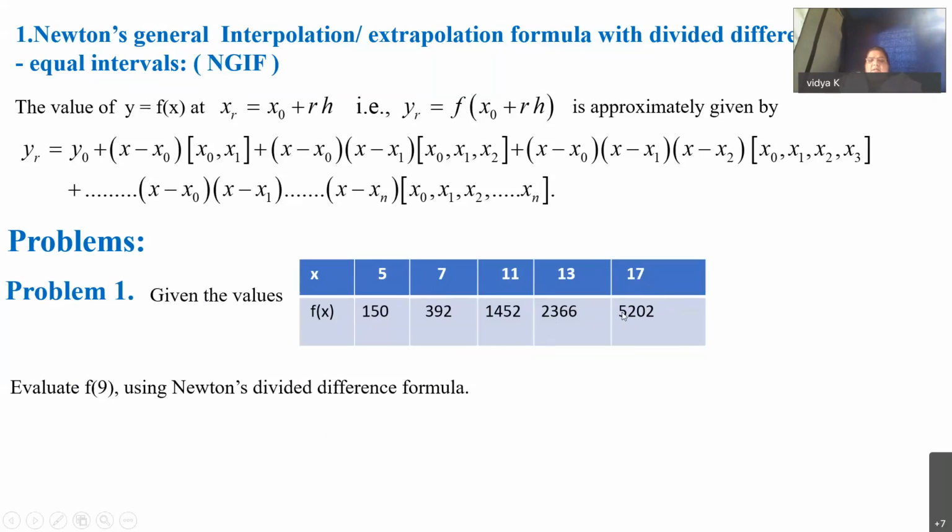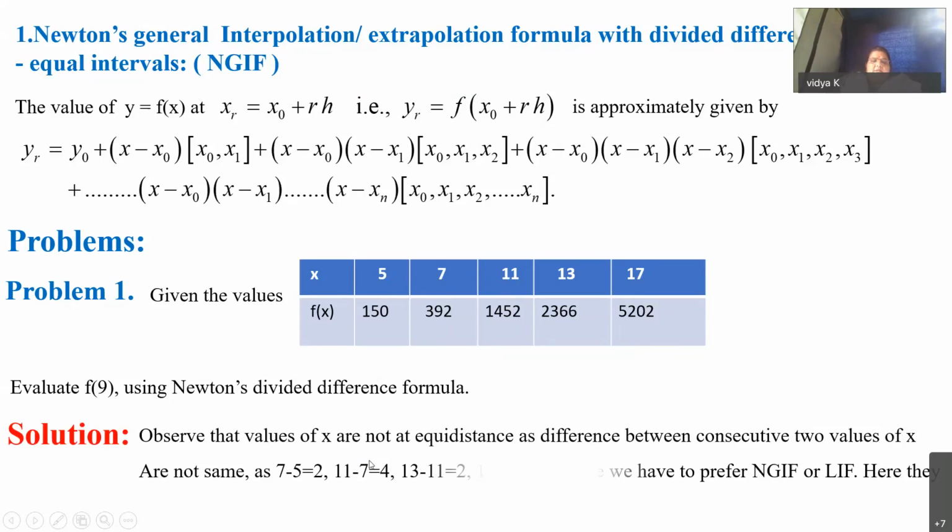And if they are not at equidistance, then don't prefer NFIF or NBIF. You have to prefer either Newton's divided difference or Newton's general interpolation formula, same they are, or one more last formula, Lagrange's. Here they mentioned to use Newton's divided difference formula, which is nothing but Newton's general interpolation formula, because here in the values of x, 7 minus 5 is 2, 11 minus 7 is 4. So the difference is not the same, therefore we have to use that formula.